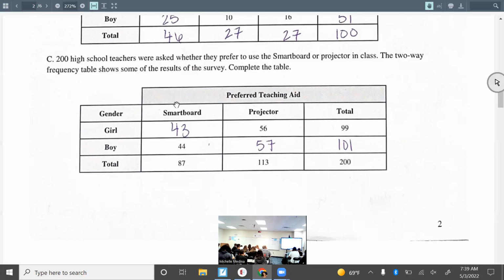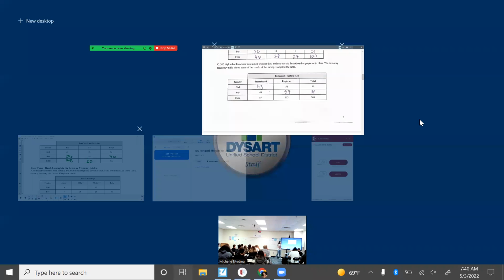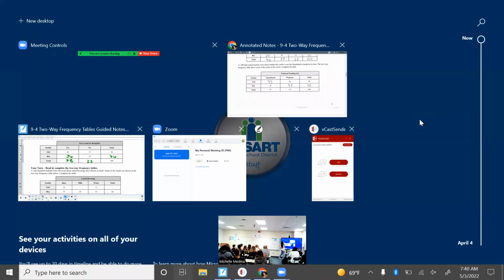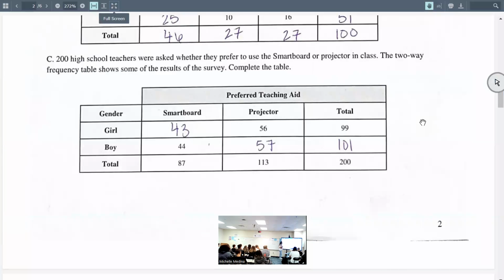All right, so make sure you have these filled in. And also just be able to read it. Like if I asked you, what does the 87 represent? What would you say? It looks like they asked teachers, the total number of teachers that prefer smartboard. Okay. What about this 56? What does that represent? Total number of girls who prefer projectors.